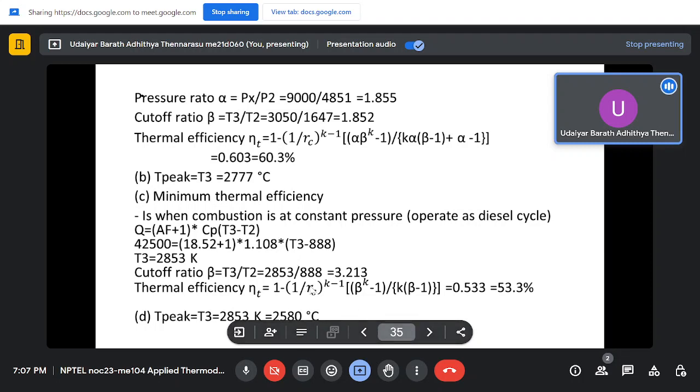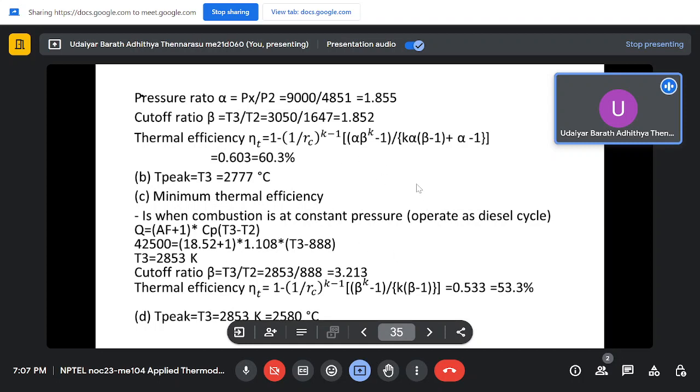Then substituting that, we'll get efficiency as 53.3%. So this is 53.3%, and this is the minimum efficiency which you can get out of the given initial temperature conditions here. But we are not utilizing the maximum pressure which you can get. But if we increase the compression ratio to reach this higher pressure, this cycle will be more efficient.